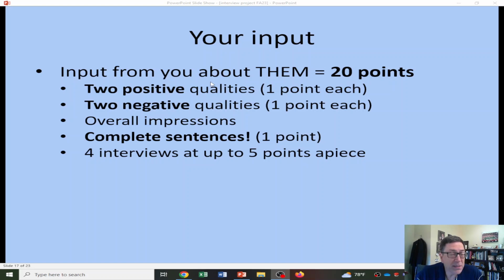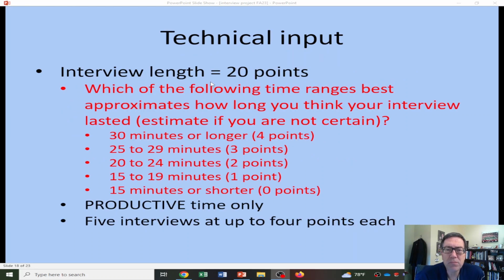So probably as I look at this slide, I should have corrected this before I recorded. We'll forget about the complete sentences. It'll kind of factor into the other one. So I'm looking for 2 positive qualities at a point each and 2 negative qualities at a point each. If you don't give me anything, you lose a point or 2. If it's not a complete thought or you don't describe what you're talking about, it's probably worth the loss of a point. So 20 points about them, mostly in terms of the feedback you give, positive and negative.